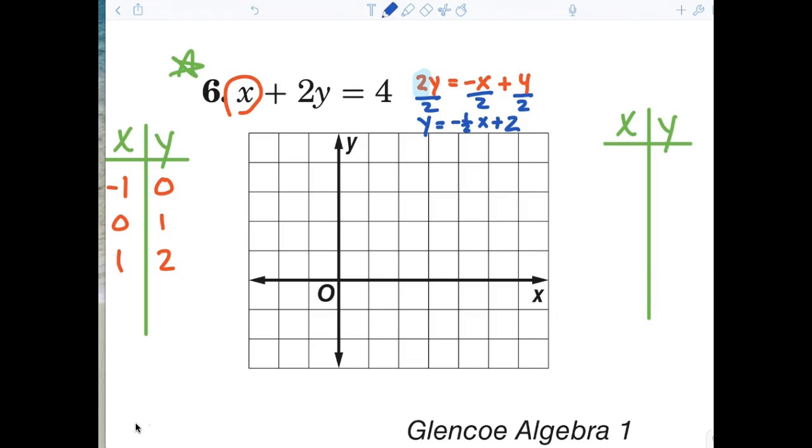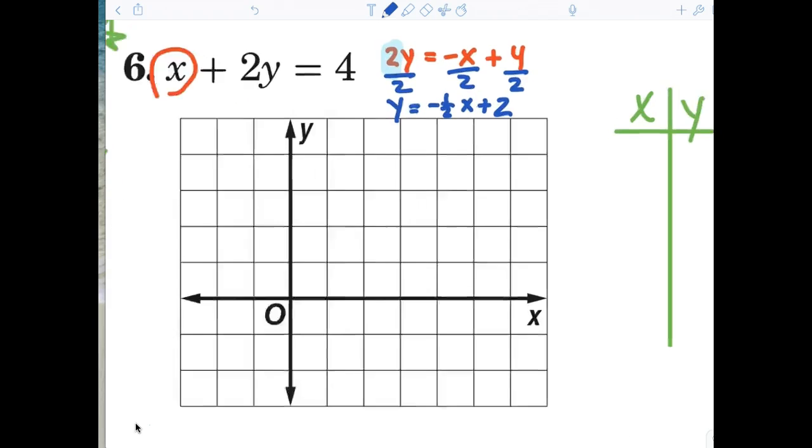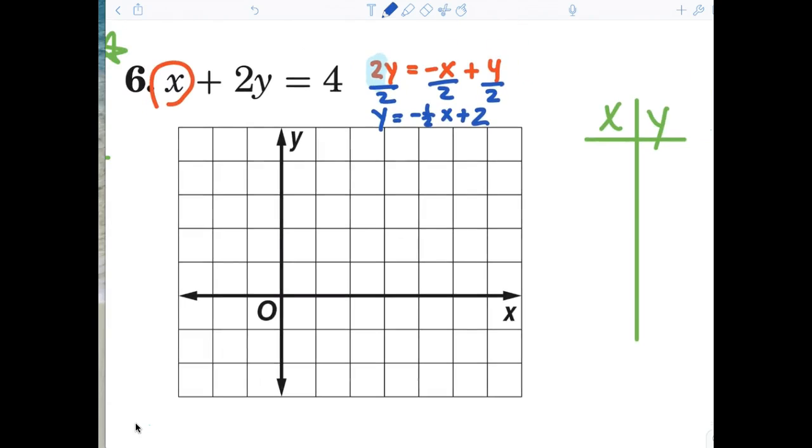1/2. All right? But in this case, it's negative 1/2. Does everybody agree? Yeah. All right. Now, the reason why I said make a star by this one is because now I have to be careful. What x values do I want to use? Not negative 1, 0, 1 anymore. Because if I use negative 1 for x, I get what? A fraction. And I would prefer not to do fractions.